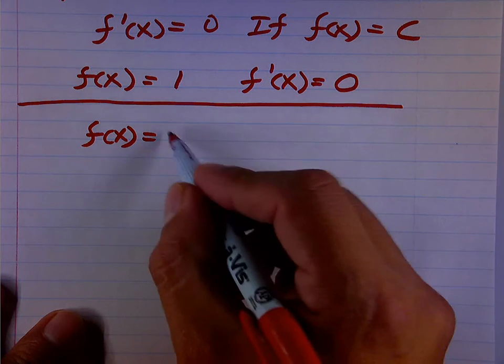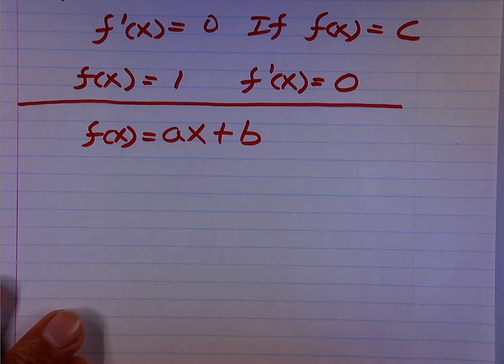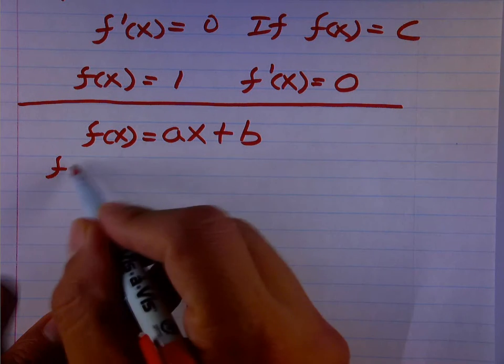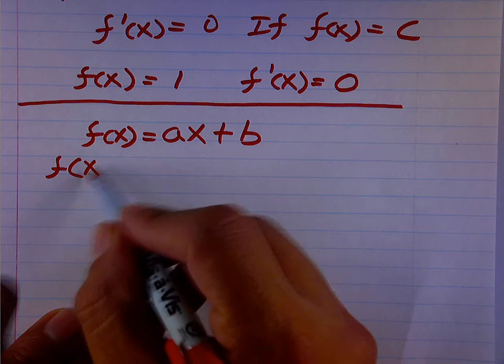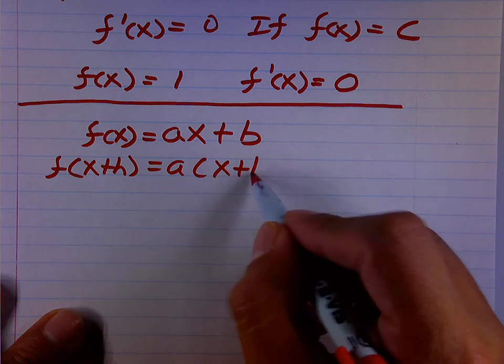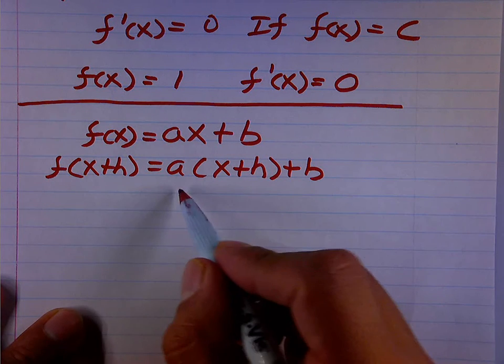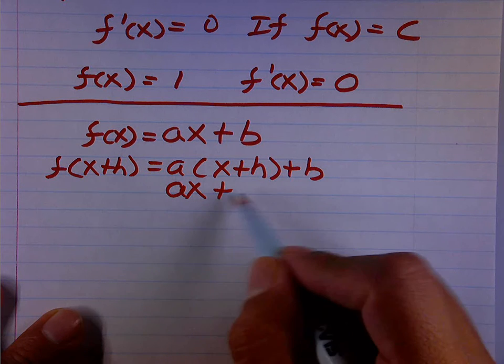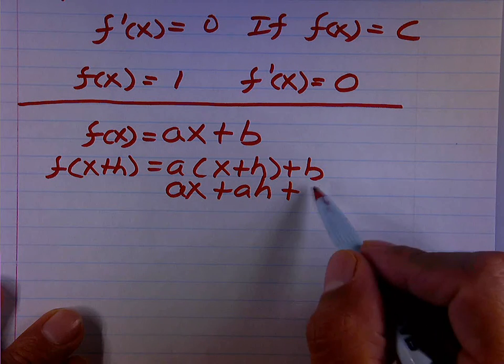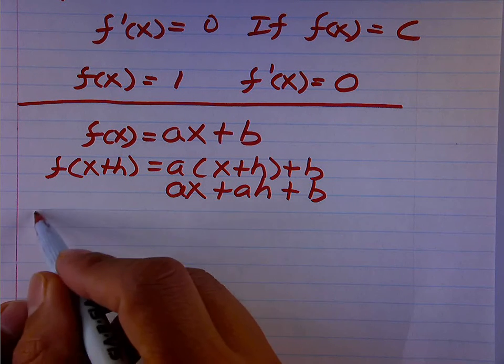f of x equals ax plus b. So f of x plus h will equal a times x plus h, plus b, which simplifies to ax plus ah plus b.